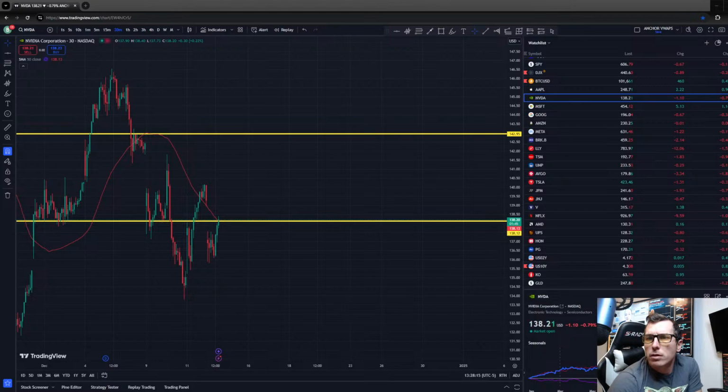QUBT. I want to take it long. My notes are sent right now. I'm waiting. Mike, you got 142 as a daily level for buy. 142 daily level.